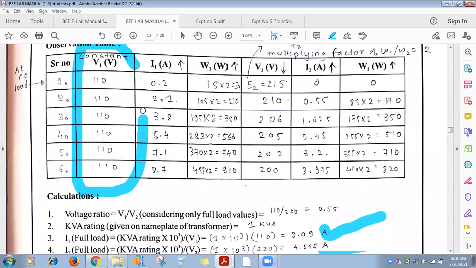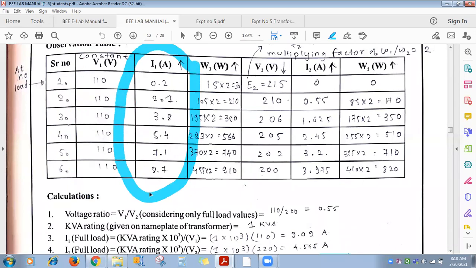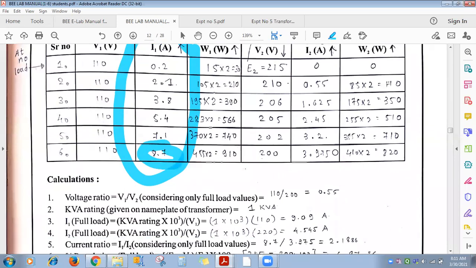Yes, observe V1. How much is it? 110. Correct, 110 volt, and this value we are going to keep constant throughout the experiment for all readings. Now see I1, if you observe, it is not more than 9.09 ampere, and I2 is not more than 4.545 ampere.